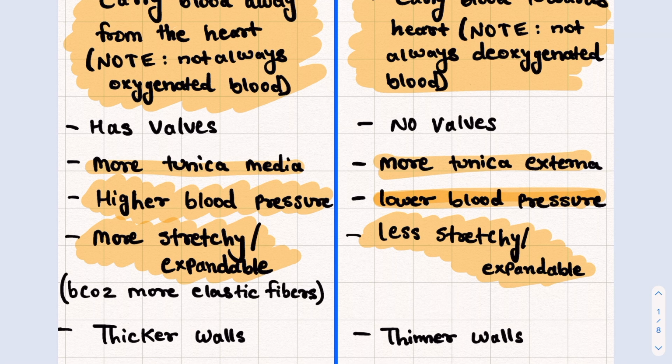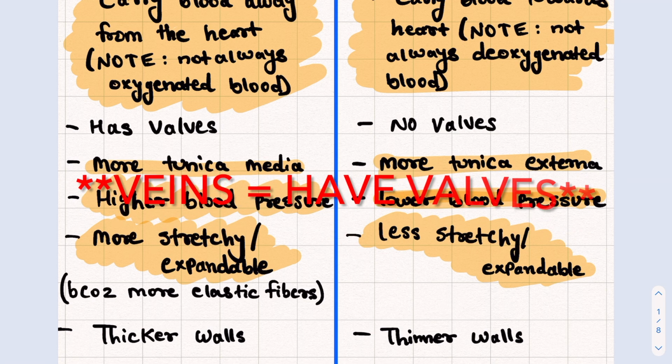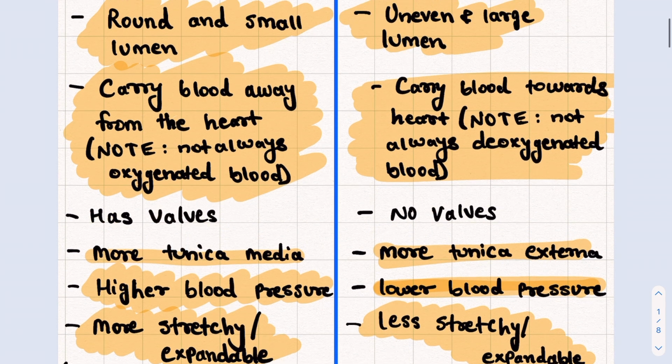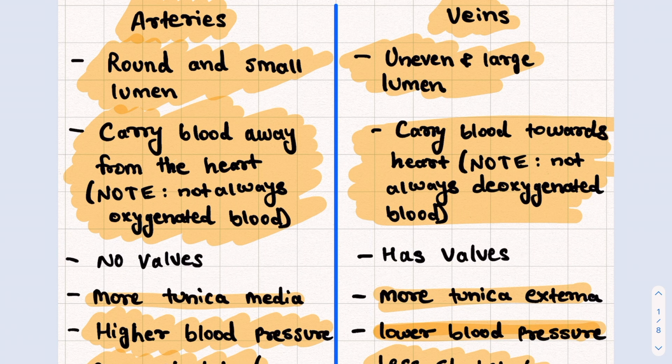One difference is that arteries have no valves, while veins do have valves. So arteries have no valves, while veins do have valves. The only thing you need to remember, which is corrected now, is that arteries don't have any valves. Veins, they do have valves. So this is the corrected version, where I say arteries have no valves and veins do have valves.